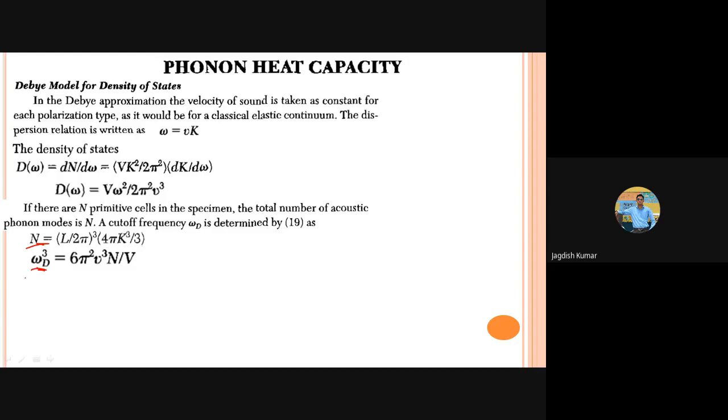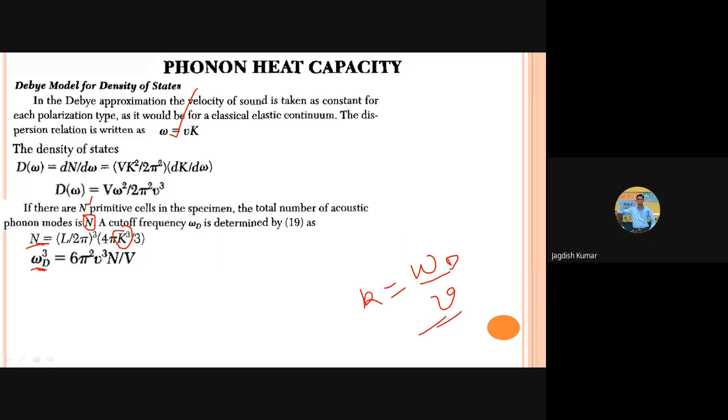So from here we can obtain an expression for the Debye cutoff frequency, which is related to the highest frequency which any phonon mode can have. Why a limit on the highest frequency? Because the maximum number of modes is going to be n. So from this equation, if n is the total number of primitive cells and the maximum number of modes, then we can put k from the above equation, k equal to omega upon v, and the highest value is omega d.